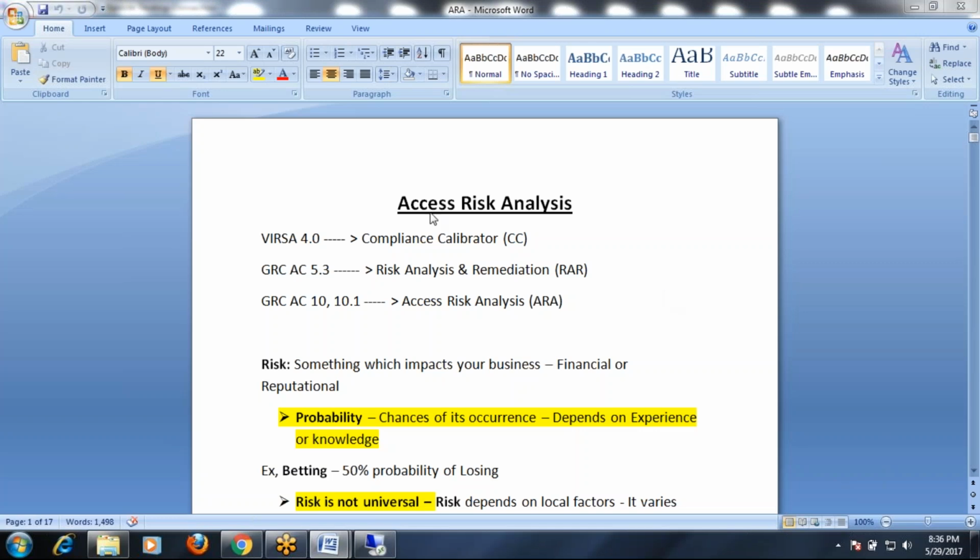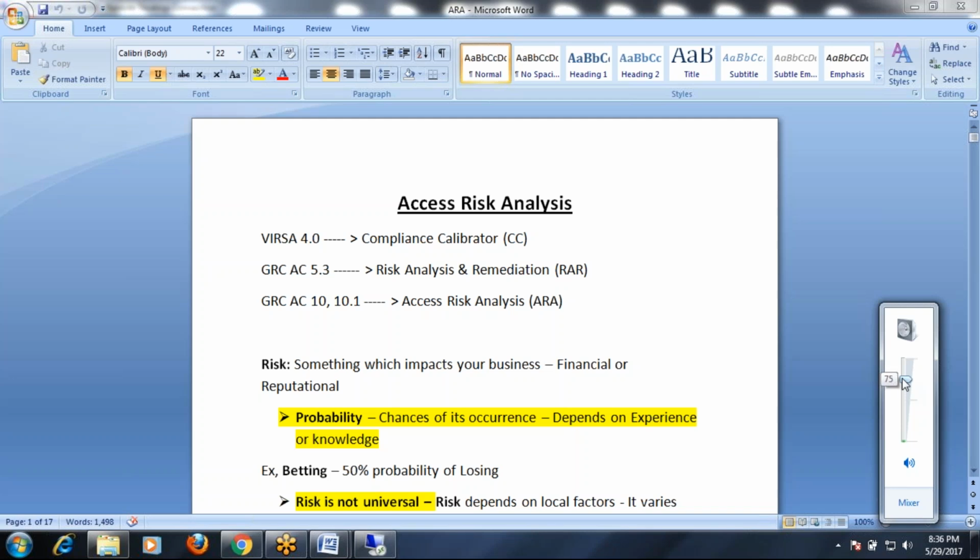So today's topic is access risk analysis, the foremost component of access control. Before I start the concept, look at the previous names of this concept. In Versa 4.0, this was referred to as Compliance Calibrator, and later in GRC Access Control 5.3, it was referred to as RAR, which stands for Risk Analysis and Remediation. In the latest versions, GRC Access Control 10 and 10.1, it is referred to as Access Risk Analysis.